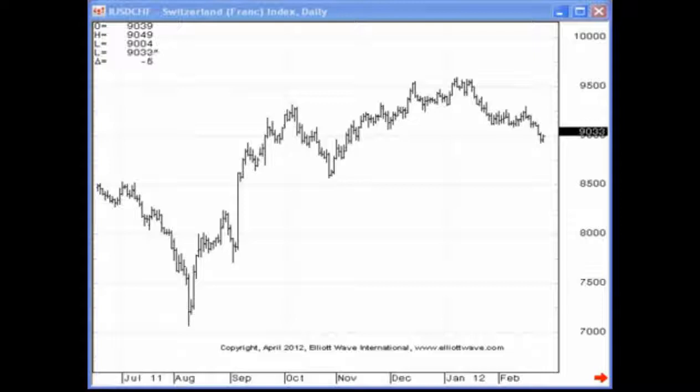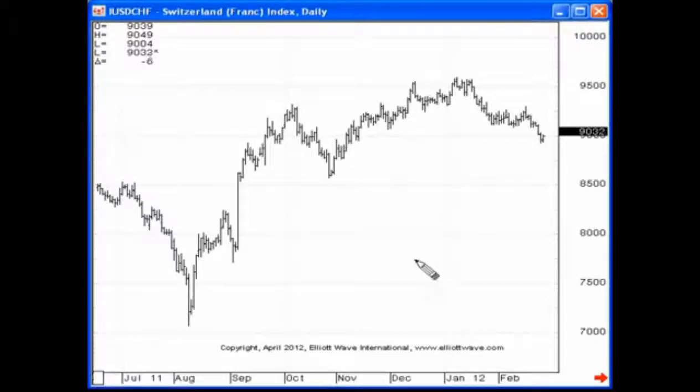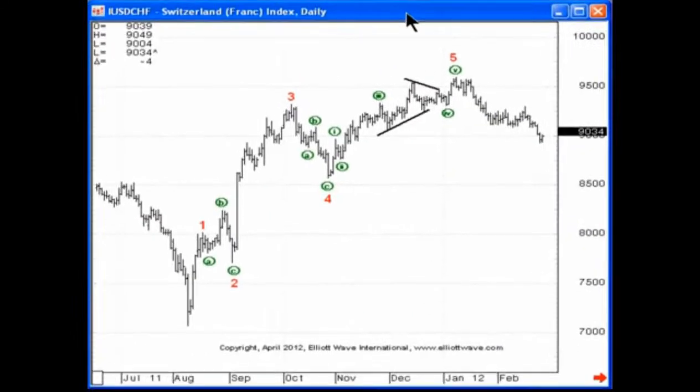Now, of the 5 core patterns, you essentially have 2 groupings, motive waves and corrective waves. Of the motive waves, you have 2 types, impulse waves and ending diagonals. Of the corrective waves, we have zigzags, flats, and triangles. The price chart in front of you, I believe, is a very good example of an impulse wave, one of the motive waves. Okay, here's the labeling I'm actually showing here.